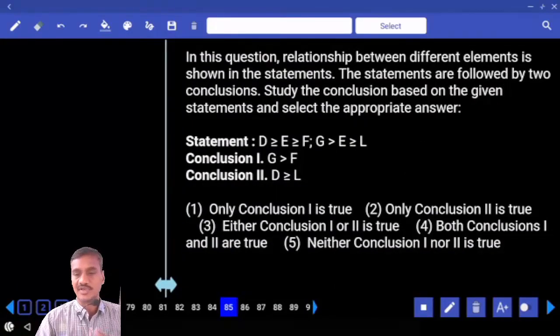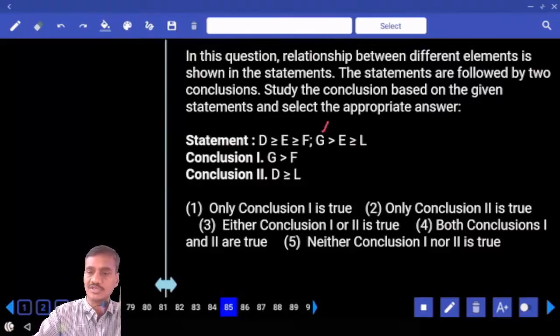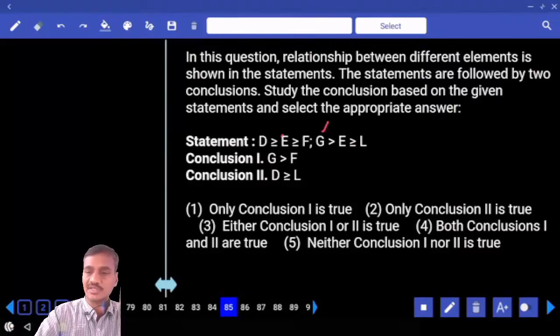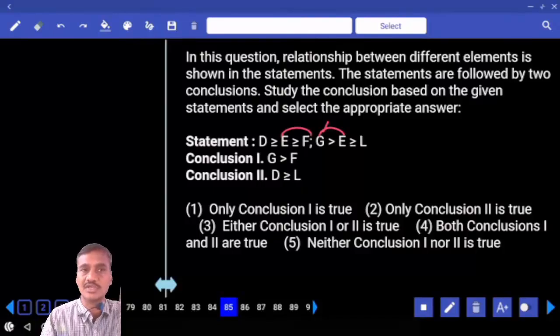Now in this 85, the relation between G and F. Tell me what is your answer here? G and F. G is here and F is here. Which letter is common? E. G greater than E, E greater than or equals to F, and G greater than F is definitely true.